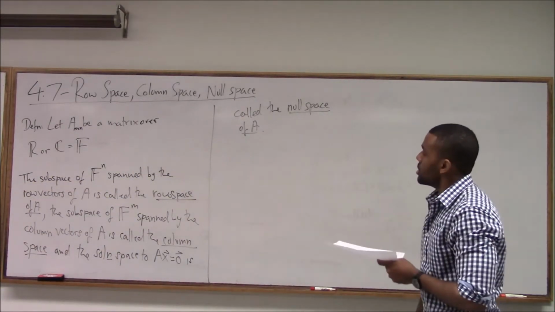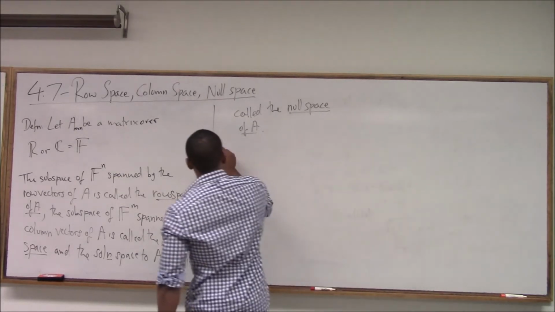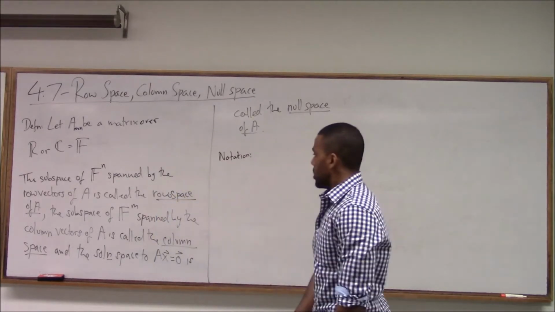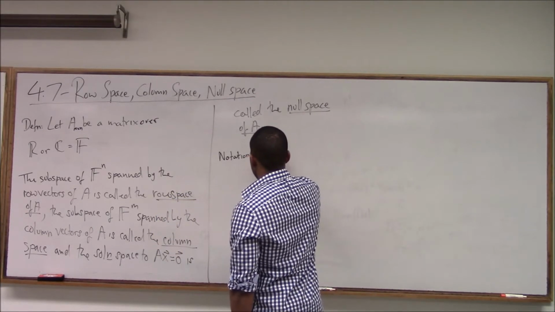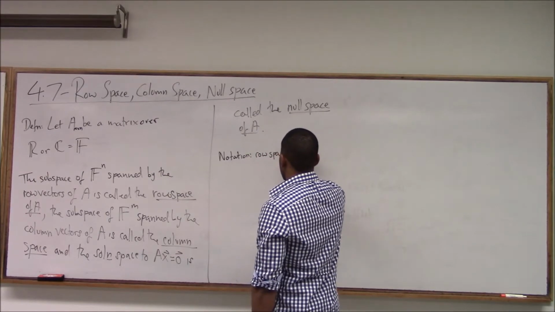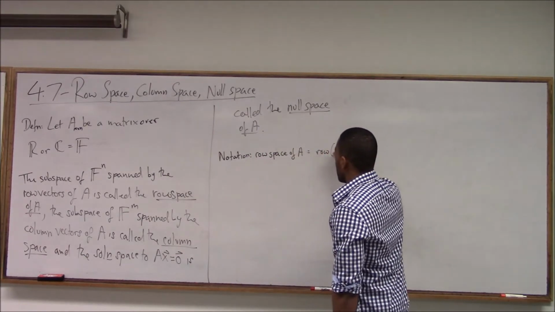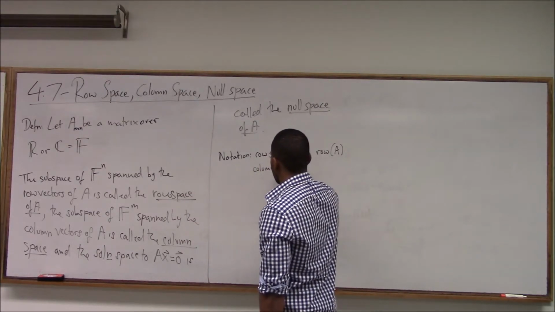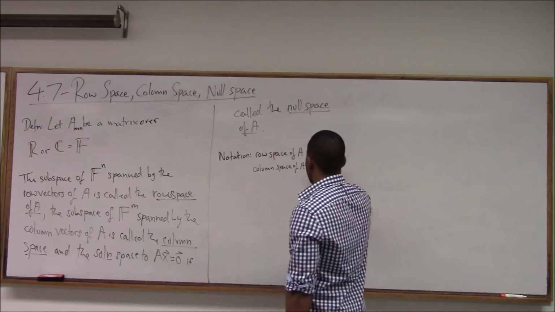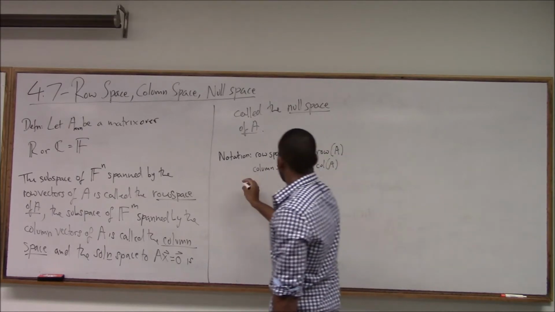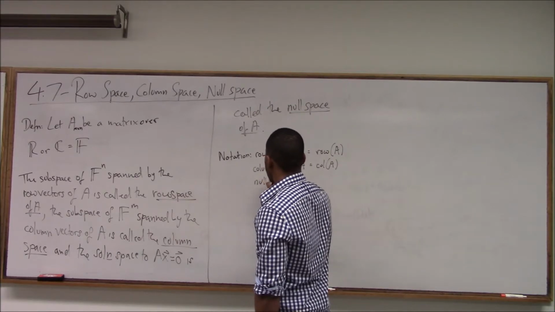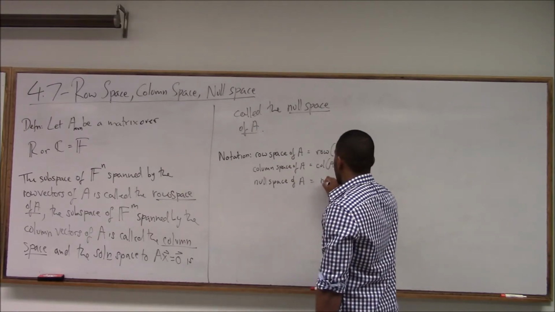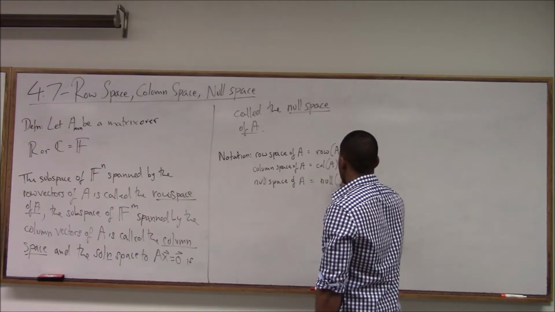But let's do some notations. The row space of A, we call that row A, the column space of A, we call it col A, and the null space of A equals null A.